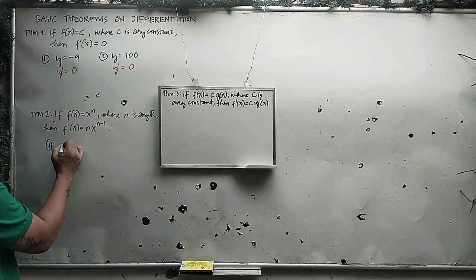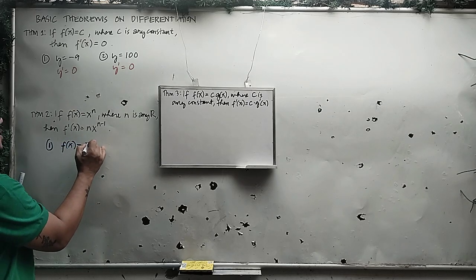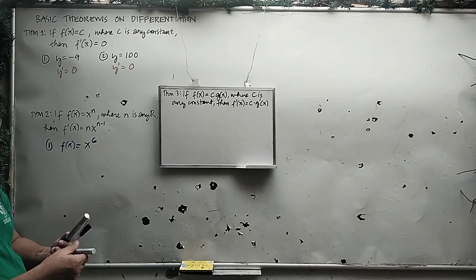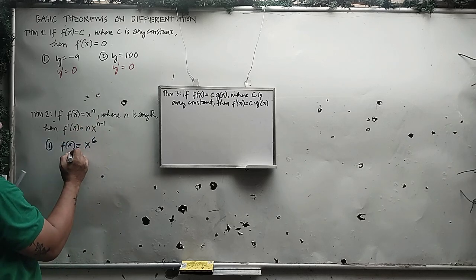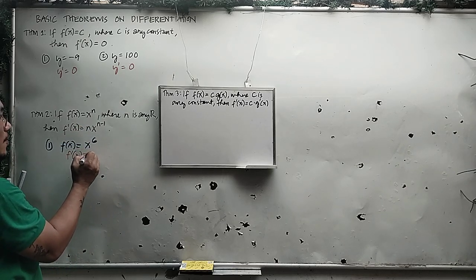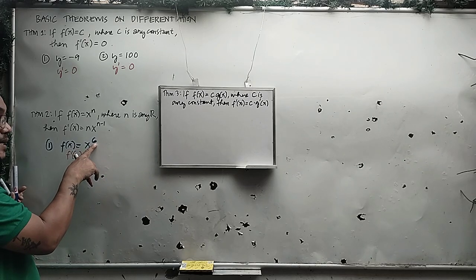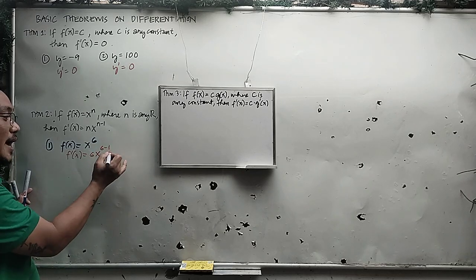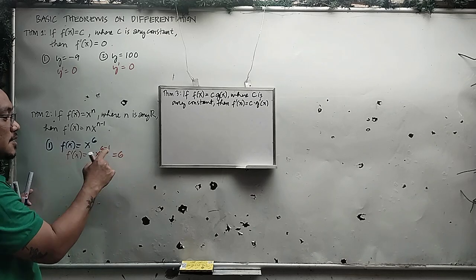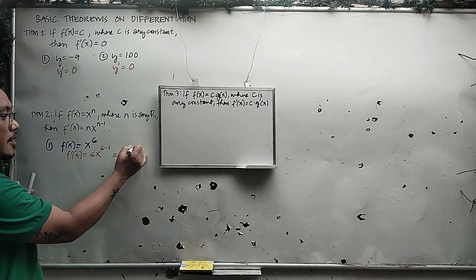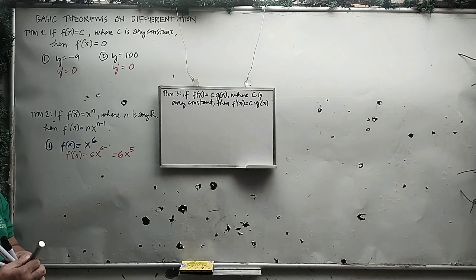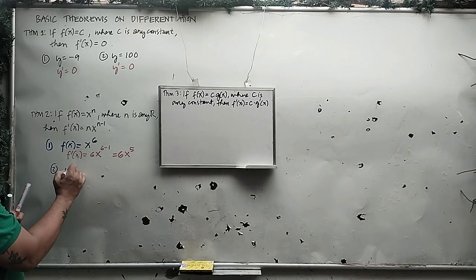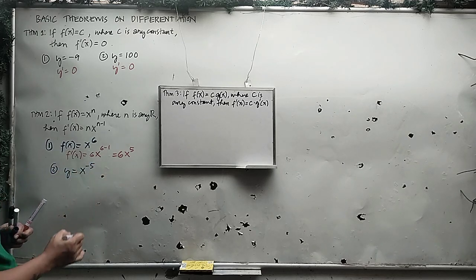Okay, I'll give you an example. f of x is equal to x to the power of 6. So find its derivative. Applying theorem 2, the derivative f prime of x is equal to, we just copy 6, then we copy the variable x, then 6 minus 1. And simplify further, you have 6x to the power of 5. How simple, no? Okay, how about this? Another example. y is equal to x to the power of negative 5.